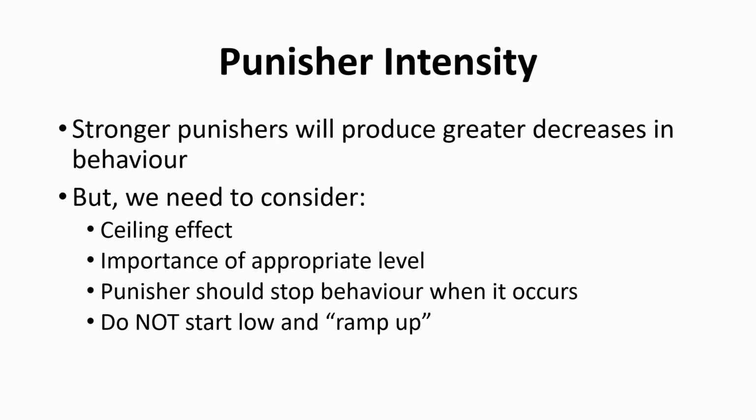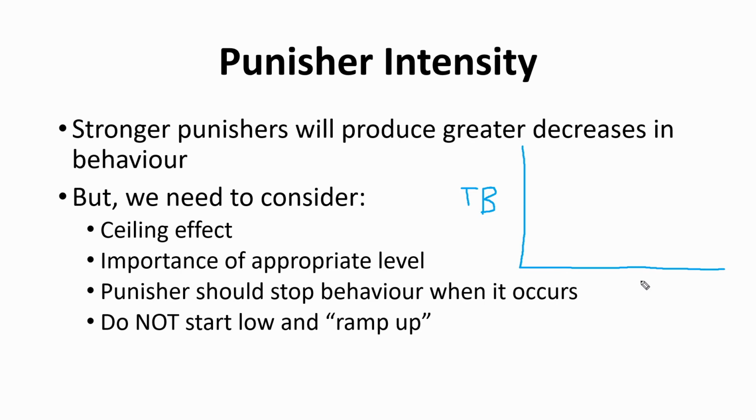So the first of these is a ceiling effect, where basically, depending on what kind of punisher you're using, there's going to be a maximum amount of reduction in behavior that you can observe. So let's consider a theoretical situation in which we have a child who's touching a hot pot or something like that. So we can look at a graph of the behavior of touching, so that touching behavior, I guess we can call that TB.